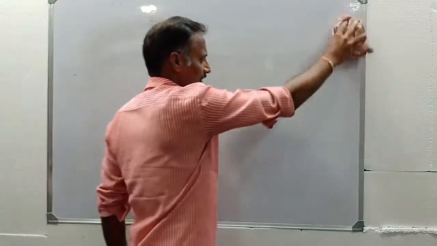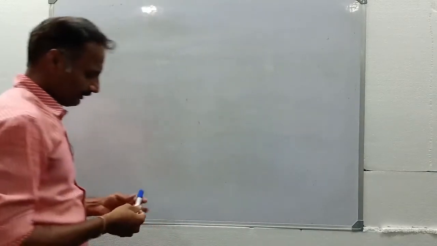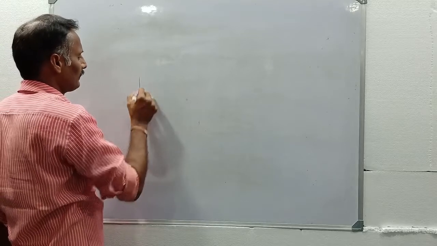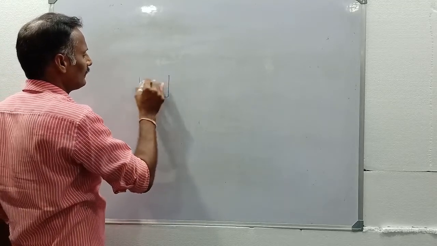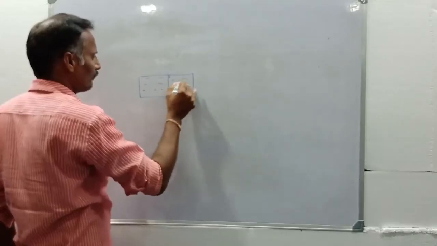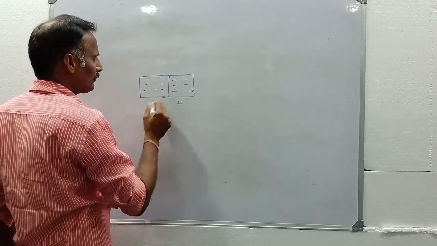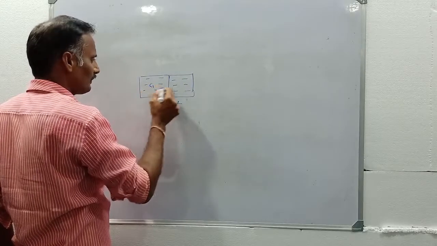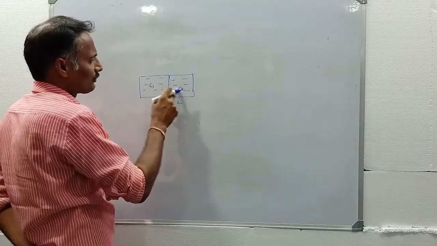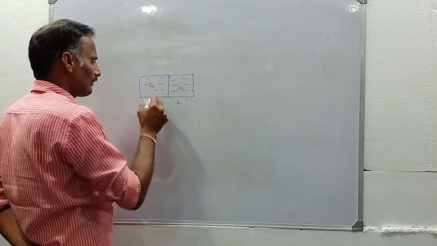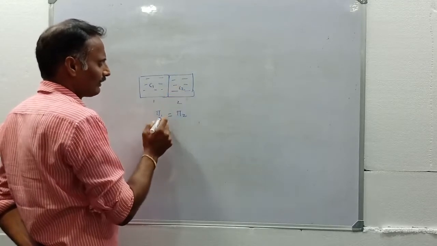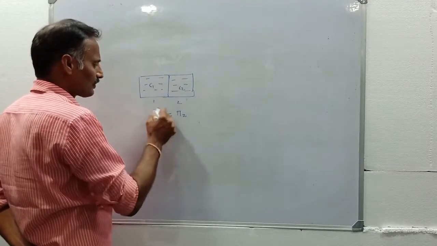Now consider the osmotic pressure of two solutions. For example, here is compartment 1 and this is compartment 2. The concentration of the solution in compartment 1 is C1, and here the concentration is C2. When the concentrations of the two solutions are equal, the osmotic pressure of this solution is pi 1 and the osmotic pressure of the other solution is pi 2. When the concentration is the same, the osmotic pressure is also the same.